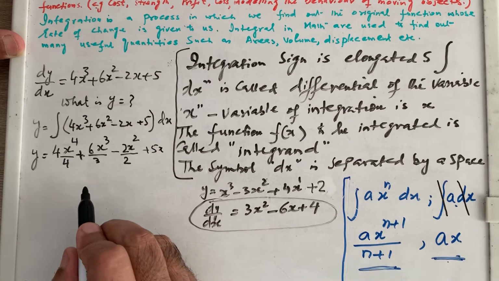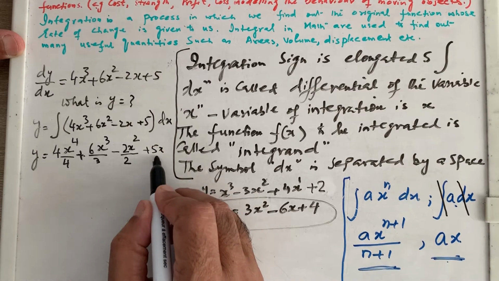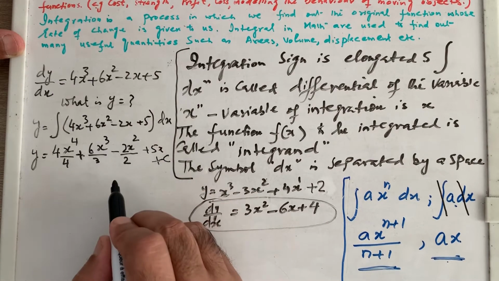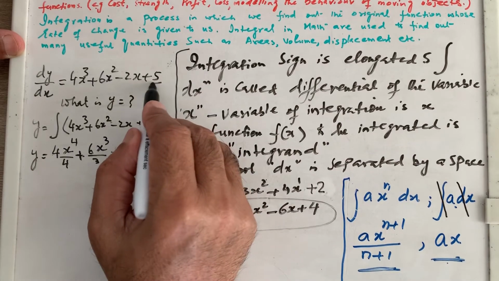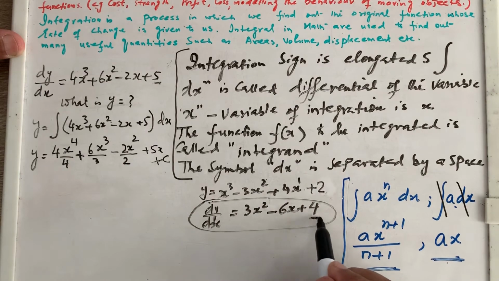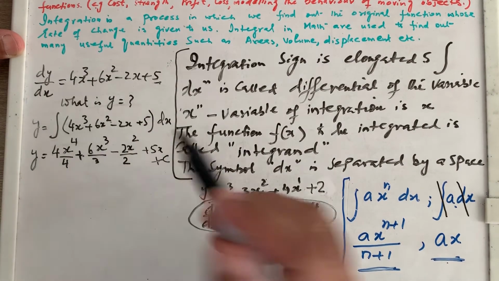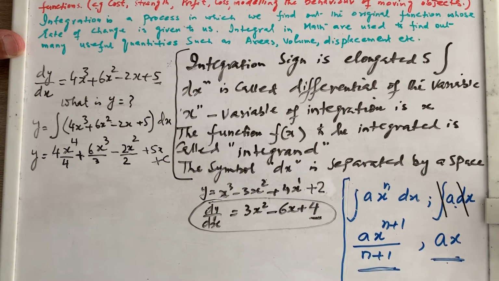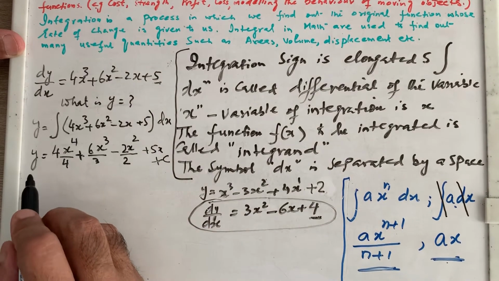So this is what we get, and now we have to introduce another thing: a constant of integration for this, because this may be anything, right? We learned that if anything is added here, the derivative of a constant is 0. So we have to add a constant of integration.